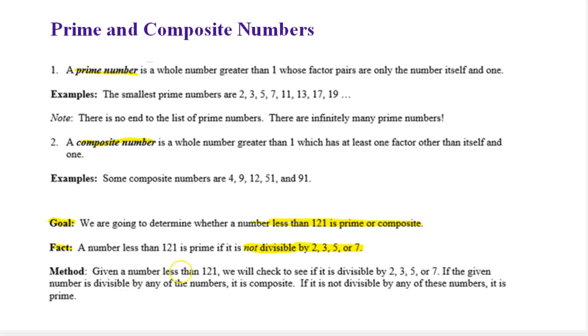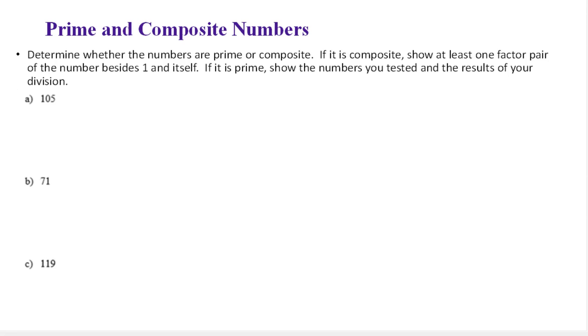We're going to be given a number less than 121. We will check to see if it's divisible by 2, 3, 5, or 7. And if it is divisible by any of these numbers, then we know it's composite and we're done. If we check all of them and it's not divisible by any of these 4 numbers, then we can say the number is prime. Again, for any number less than 121. So let's look at some examples.